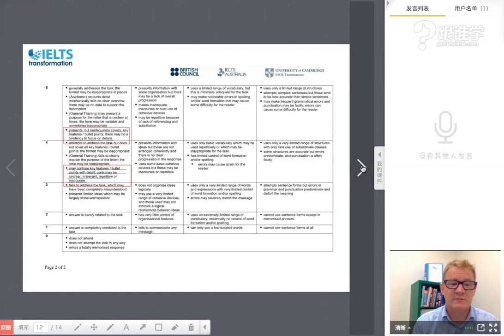Let's have a look here. Presents but inadequately covers bullet points. There may be a tendency to focus on details. So, again, this is what happens if you have these paragraphs with 20 words in. You're not adequately covering the bullet point. So that's where you would get stuck on a 5. And then for a 4, may confuse bullet points with detail. So, disaster really.